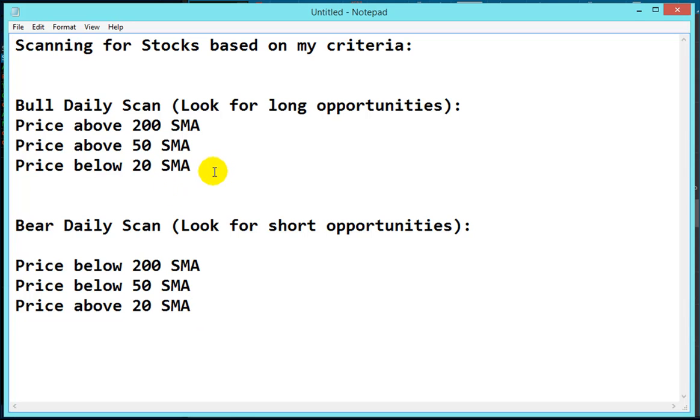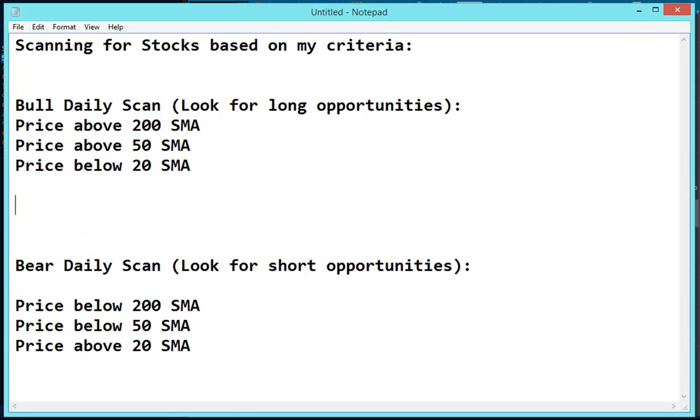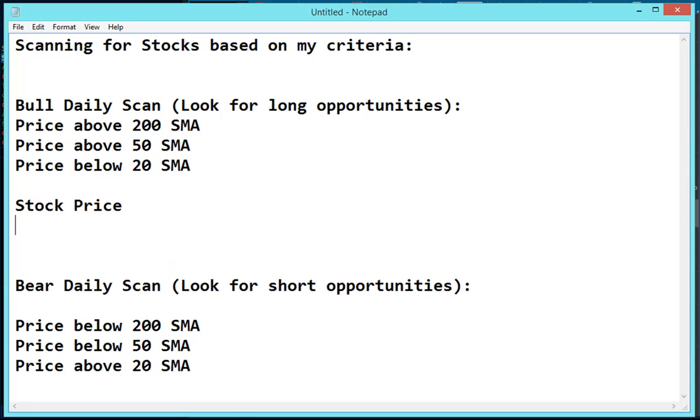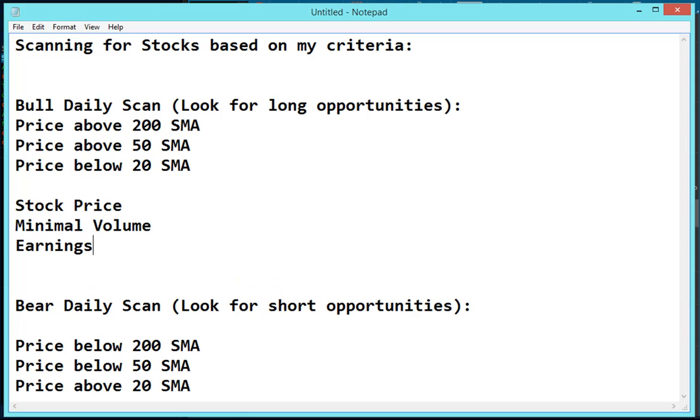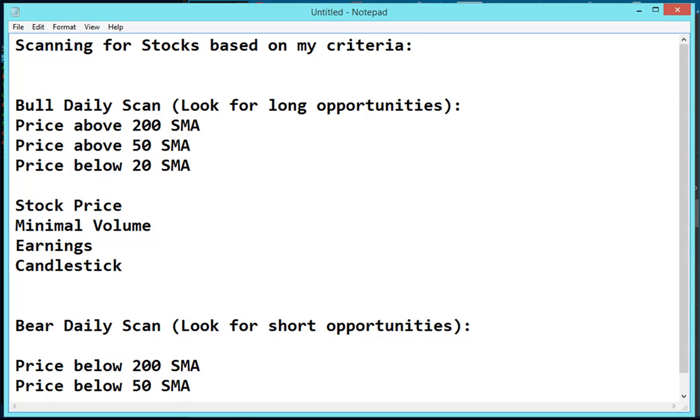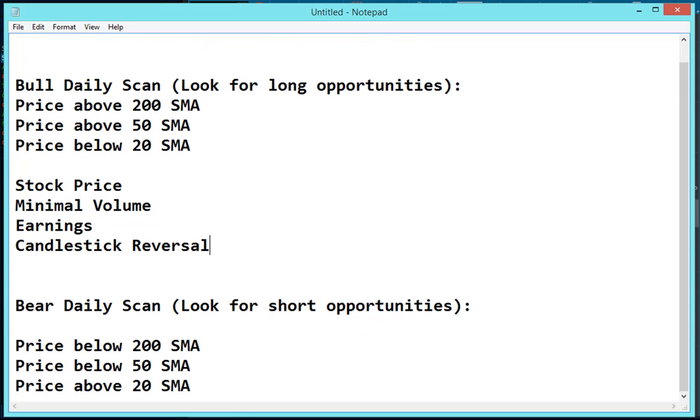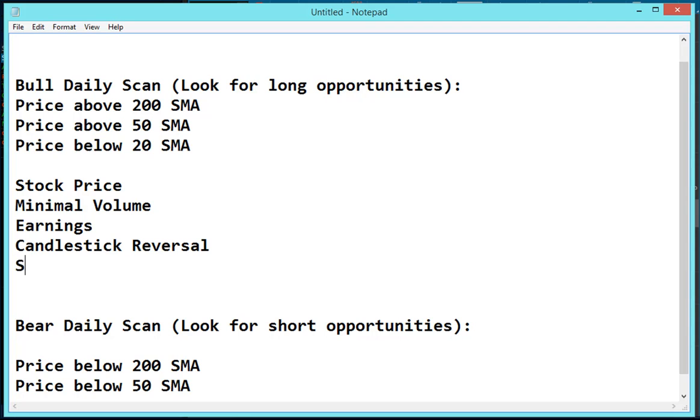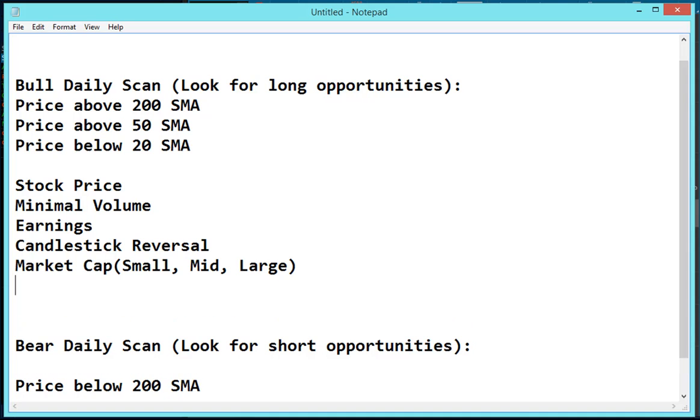So that's it. And then you can start adding stock price. You can add minimal volume. Earnings, if they're around in the next week or so, you can filter that out. You can look for a candlestick reversal. What else? You can look at market cap; you can go for small, mid, and large. Does that make sense?